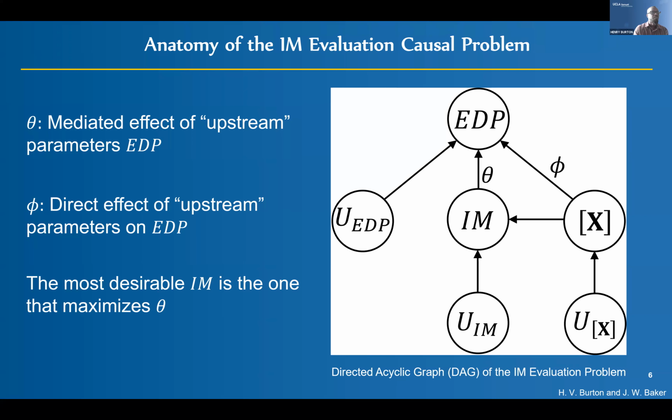And we say that the most desirable IM is the one that maximizes the part that flows through that IM as opposed to going directly to the EDP. I said earlier that the causal inference approach tackles the same conditional independence issue as sufficiency. Well, in that sense, you can think of this conditional independence as having the phi in the DAG being equal to 0, or all of the effect of the upstream parameter on the EDP flowing through the IM.